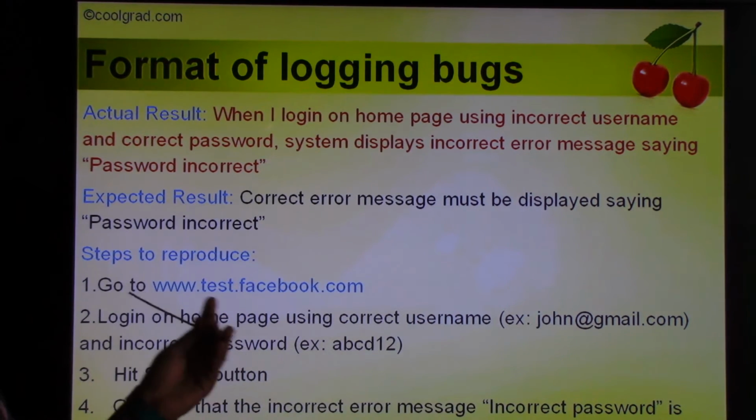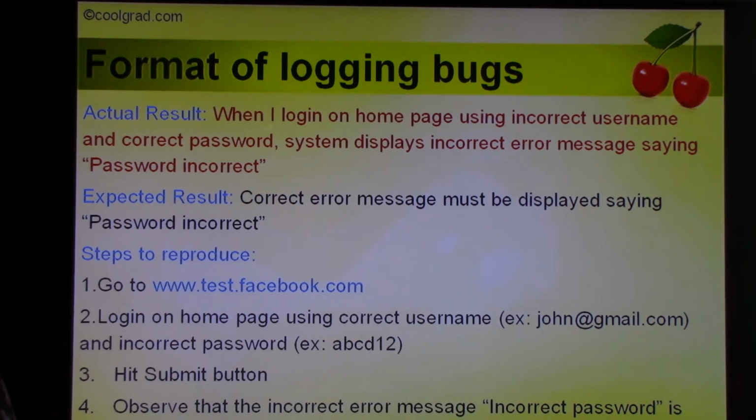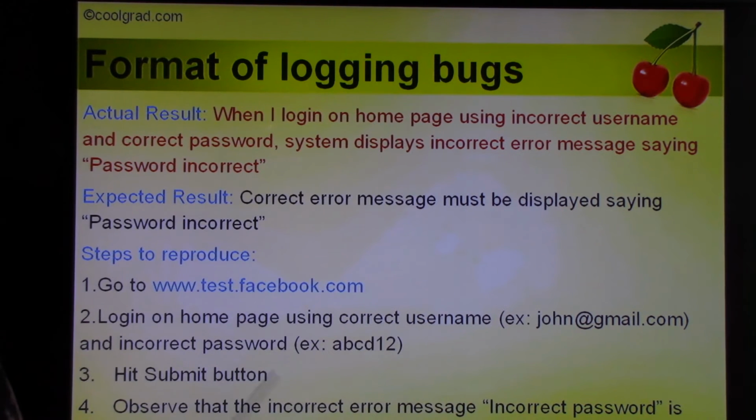Steps to reproduce. For example, suppose you're testing the website test.facebook.com. How did you reproduce this bug? Log in on the home page using a correct username, say john@gmail.com. This was the username I used. And suppose you use an incorrect password like abcd12 and hit the submit button. Observe that the incorrect error message, incorrect password, is displayed.